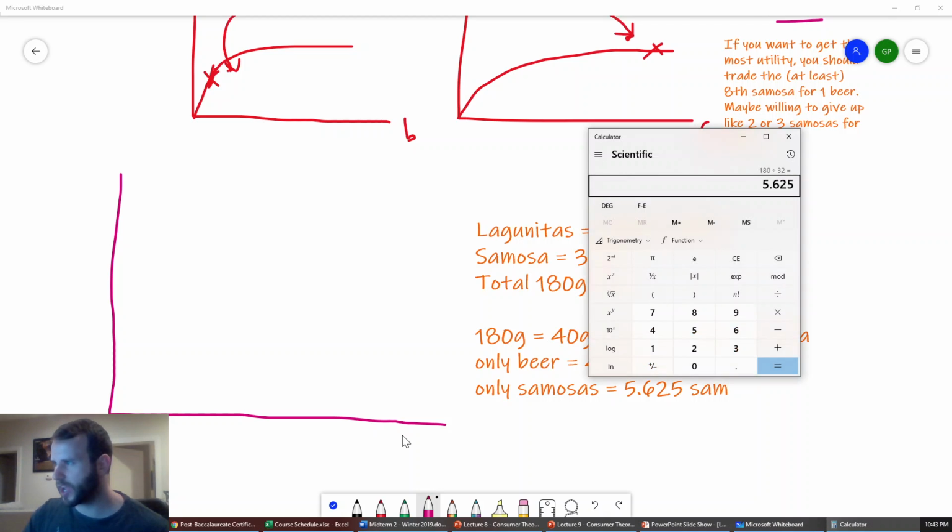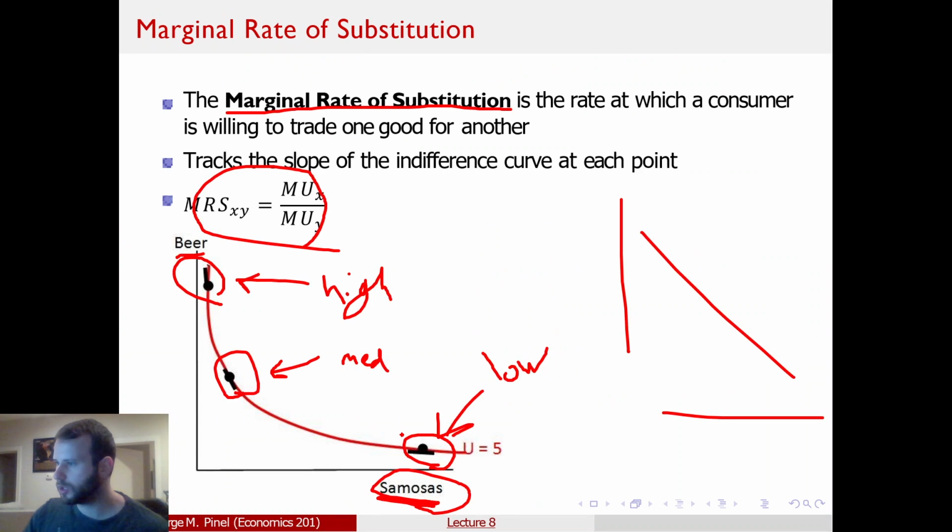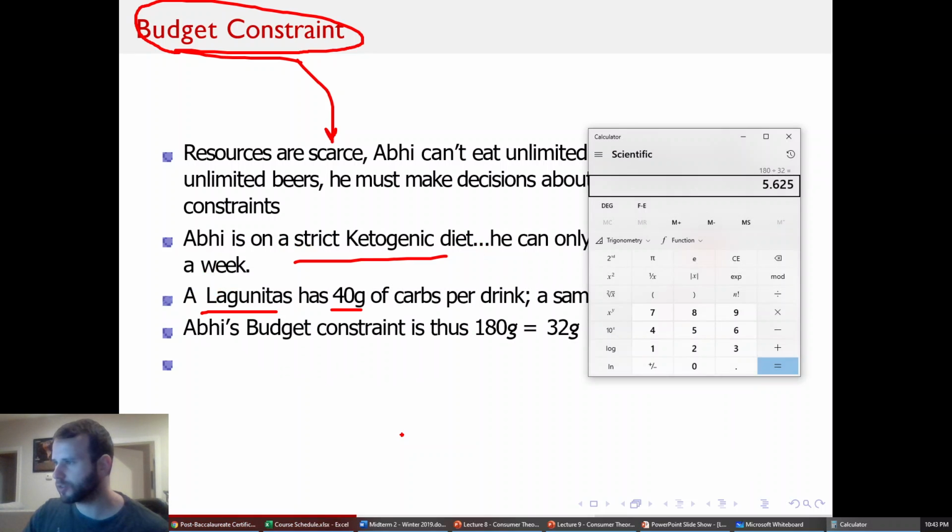I forget which is on the X from before. Samosas is on the X.